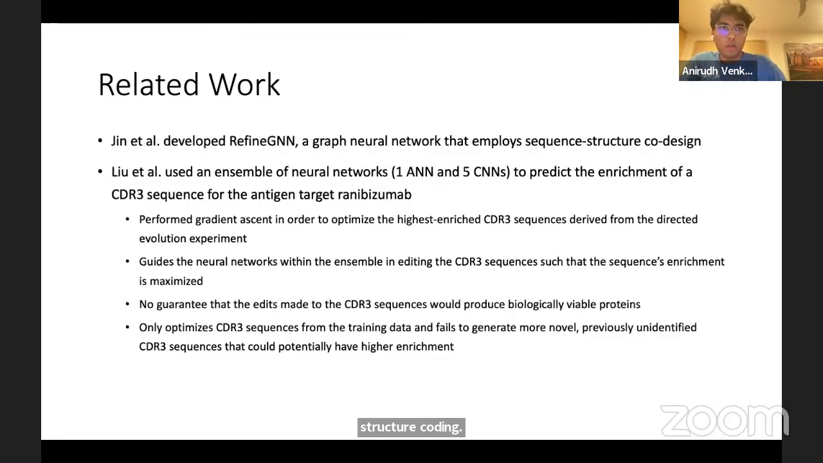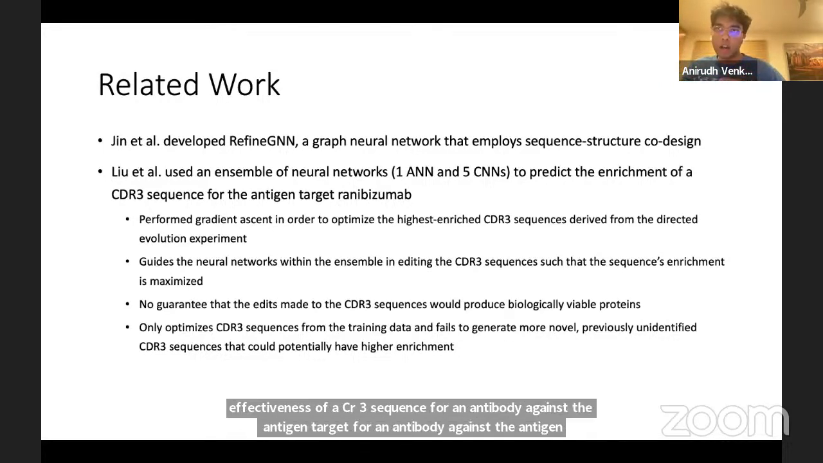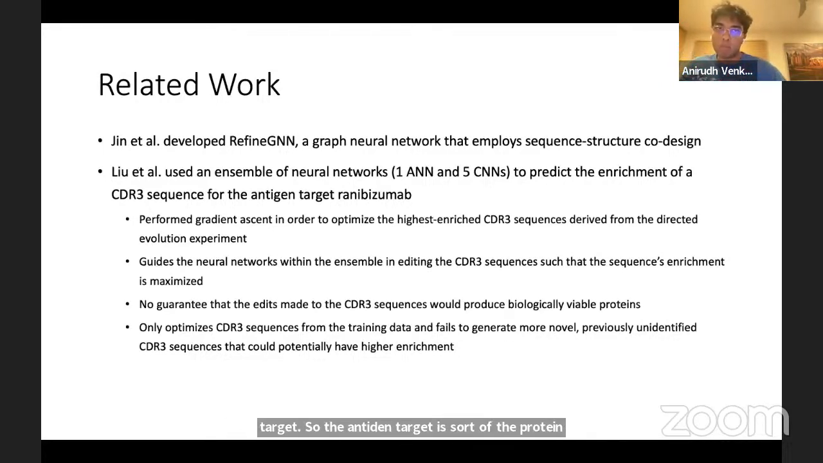And Liu et al. of MIT also developed an ensemble using 1 artificial neural network and 5 convolutional neural networks to predict the enrichment or binding effectiveness of a CDR3 sequence for an antibody against the antigen target ranibizumab. So the antigen target is the protein that you're testing your nanobody against. So we want to make sure that our protein has the highest effectiveness against this particular target, which is ranibizumab.